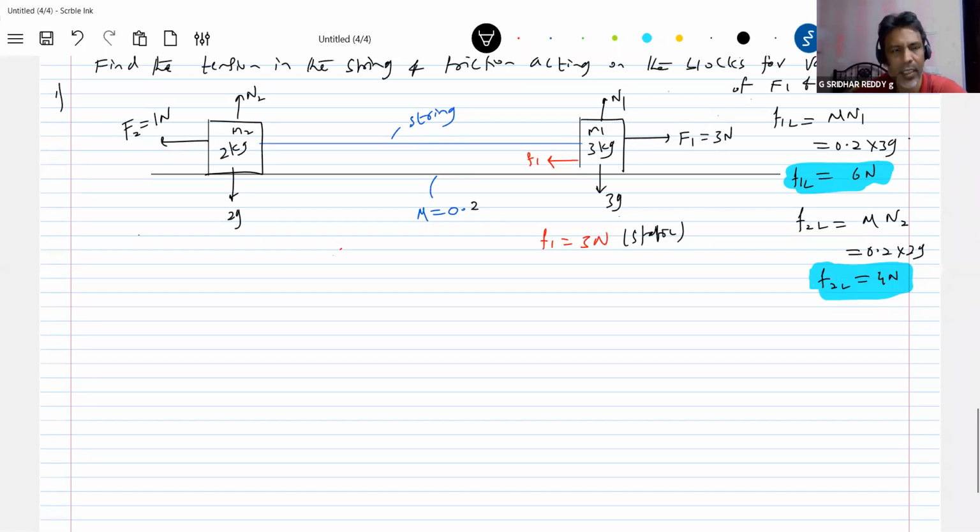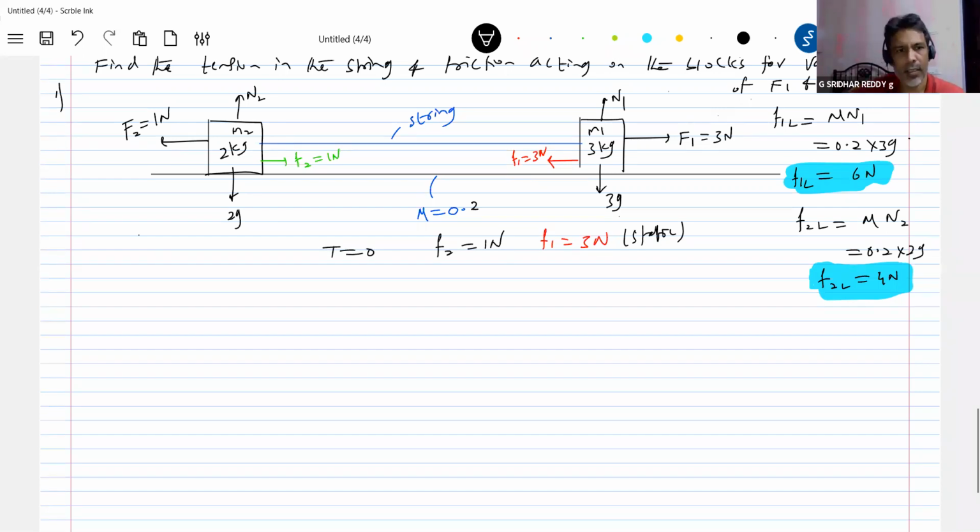Then let's come to here. We applied 1 Newton force. To shift the 2 kg block, a minimum of 4 Newton is needed. But the applied force is 1 Newton. So the friction acting here will be static, equal to 1 Newton. So F2 will be 1 Newton. What about the tension? The tension will in fact be 0.